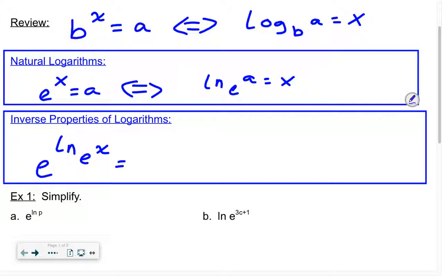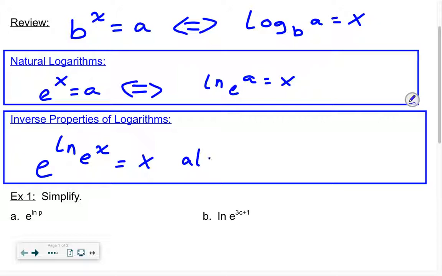If I have e raised to the natural log base e of x, what do you suppose that's going to be equal to? It's just going to be equal to x. Remember the whole idea. If the base and the base are the same, then it's just equal to the of. We use that property with our common log. We can use it again with our natural log. Base and base are the same, it's just equal to the of.